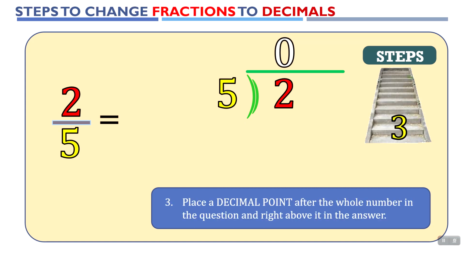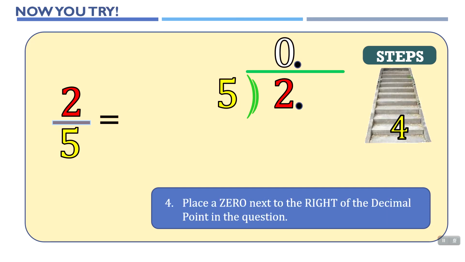Step 3, place a decimal point after the whole number in the question and right above it in the answer. So we have 2 point and 0 point. Step 4, we place a 0 to the right of the decimal point in the question. Now this looks like the number 20, and we can use that to continue solving our problem.